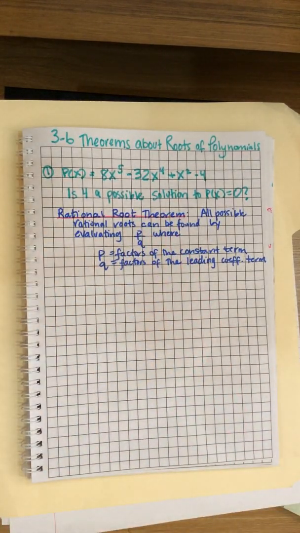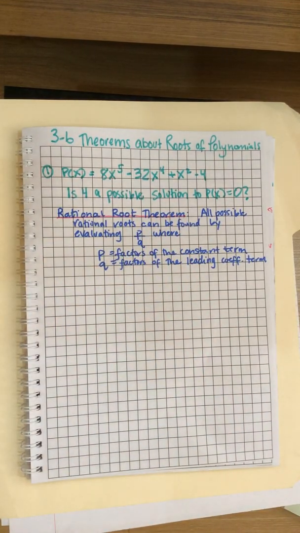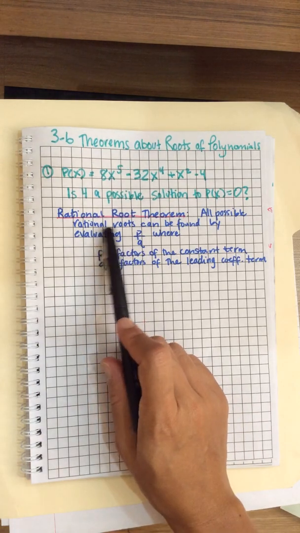So this problem is asking us if p of x equals 8x to the 5th power minus 32x to the 4th plus x squared minus 4. It's asking us is 4 a possible solution to when the whole polynomial equals 0. So let's check that out. Let me get a different colored pen here. And the way we're going to figure that out is we're going to use the rational root theorem.